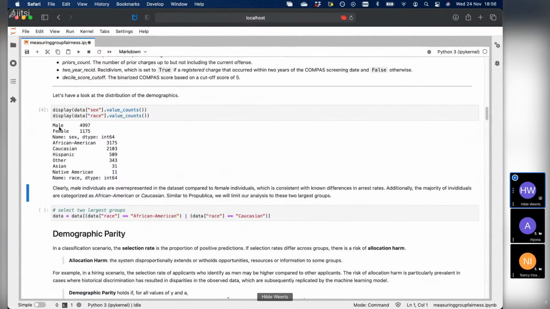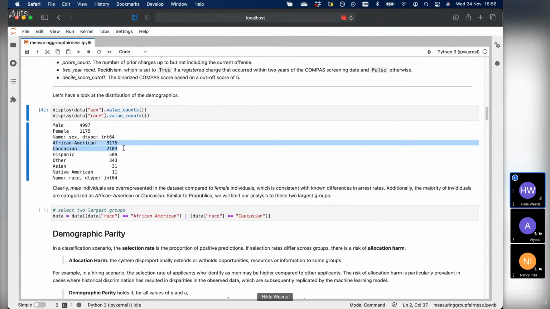All right. So now let's first have a little look at the distribution of the demographics in the data set. So we can see that males are quite overrepresented compared to females in the data set. And we can also see that African American and Caucasian people are also quite common in this data set, and Hispanic other quite a bit lower, and Asian and Native American very small subgroups.